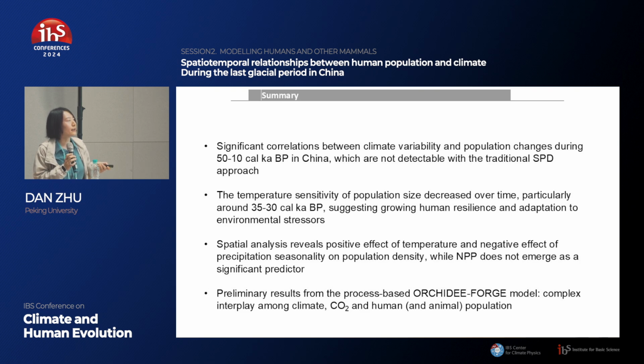The preliminary results from our process-based Forge model show a quite complex interplay between the climate, CO2, and human and animal populations. So that's my talk.